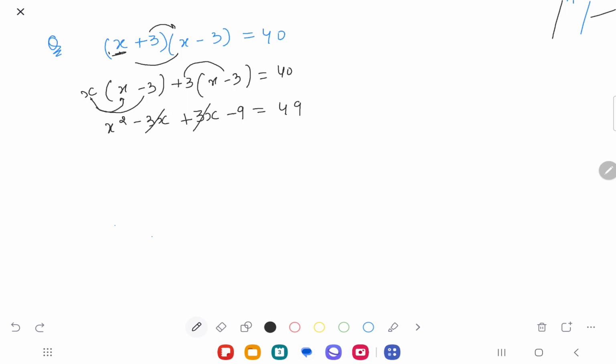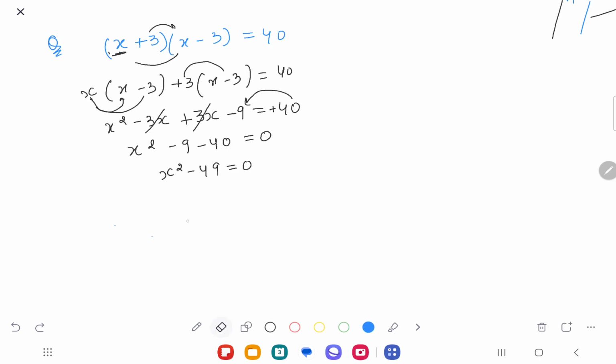Minus 3x and plus 3x cancel each other out. So I will have x square minus 9, and this was 40. So that will come right here, and it is plus 9, 40. So it goes here and becomes minus 40, shall be 0. So x square minus 49 shall be 0.